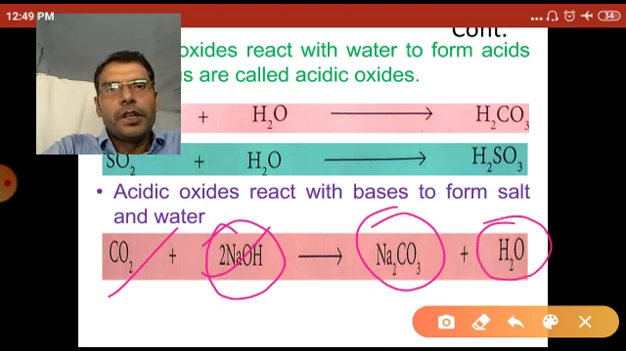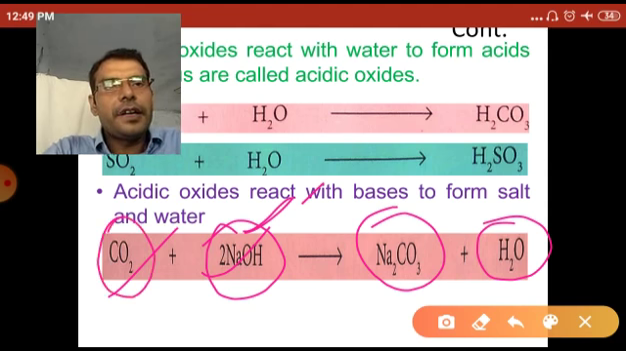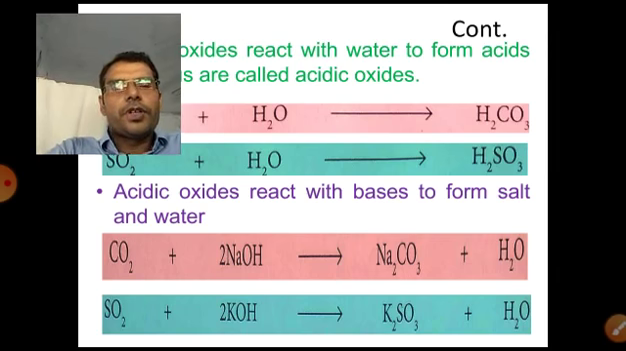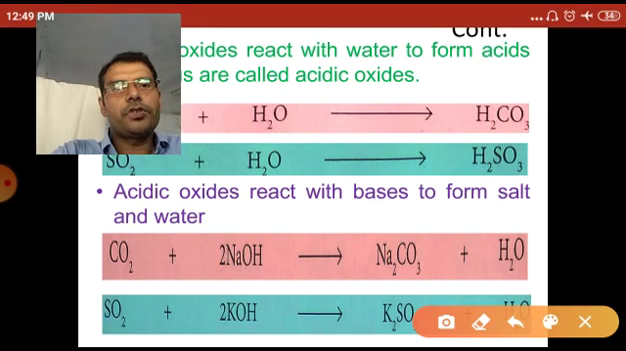So here NaOH is behaving as a base, so CO2 is behaving as an acid. Now the next example: when sulfur dioxide reacts with potassium hydroxide, which is a base, they form potassium sulfate and water. That means salt and water.